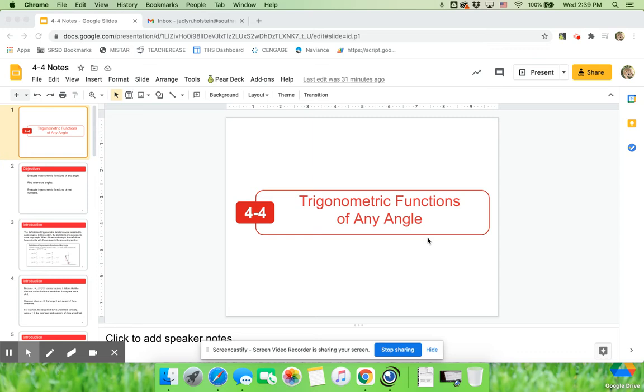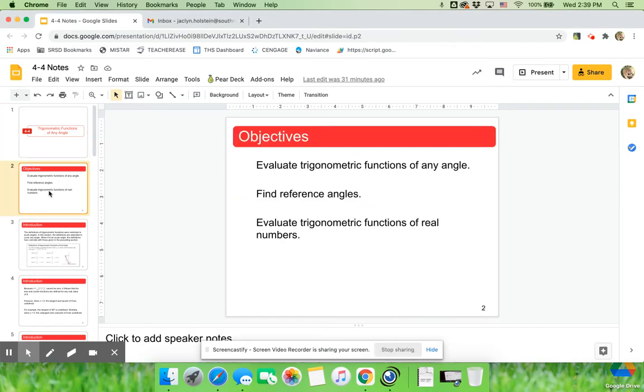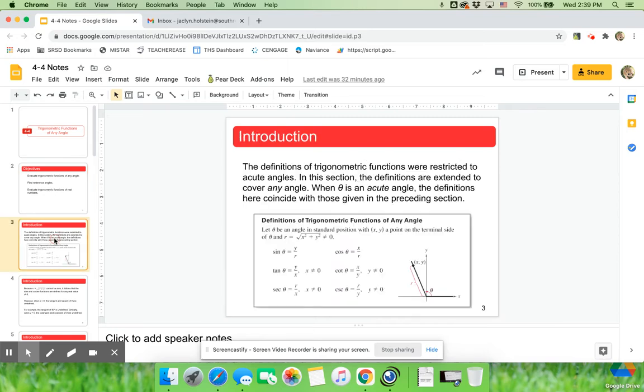Hey guys, today we are going to talk about section 4.4. There are trig functions of any angles here. So we are going to be evaluating trig functions of any angle. If you remember back to 4.3, we only did angles in quadrant 1 or acute angles. So we're going to be doing that. We're going to find some reference angles and then evaluate trig functions of real numbers.